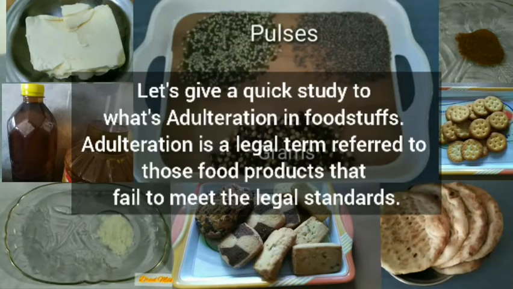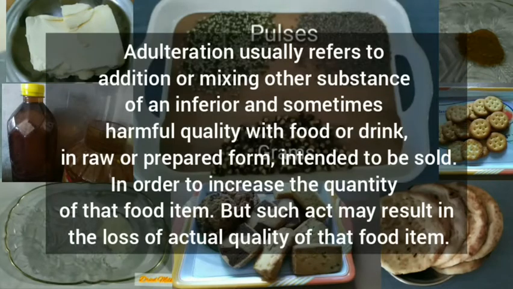Adulteration is a legal term referred to those food products that fail to meet the legal standards. Adulteration usually refers to addition or mixing other substance of an inferior and sometimes harmful quality with food or drink, in raw or prepared form, intended to be sold.